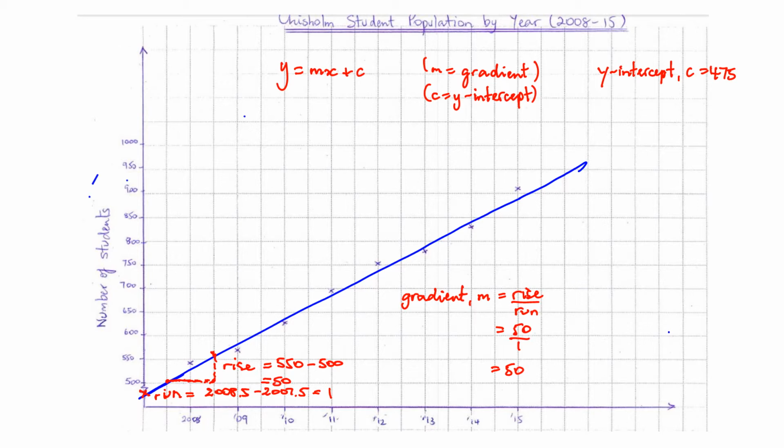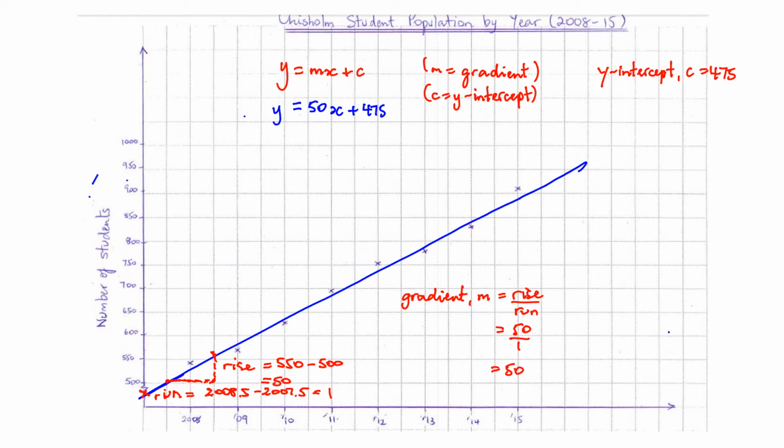Okay, so now, having done those calculations, we can go back to what we're working through up here, which is determining what equation we've got. We've just calculated the value for m, which was 50, and we keep x in there. And we also determined by looking at the graph that the y-intercept c has a value of 475. So our equation is y equals 50x plus 475.